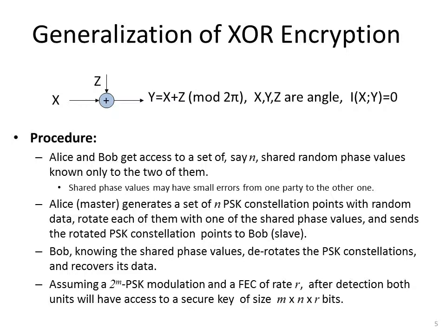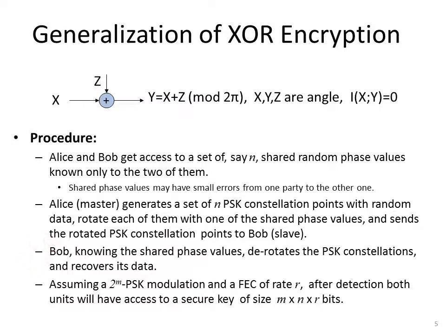These bits that are randomly selected by Alice will be forming the key that is securely shared between Alice and Bob. The reason that we use those shared phase values to rotate the PSK constellation is because we would like to be able to correct for possible errors between shared phase values.